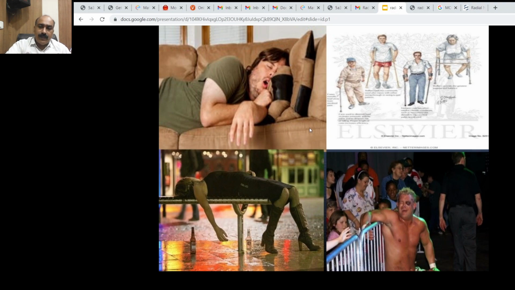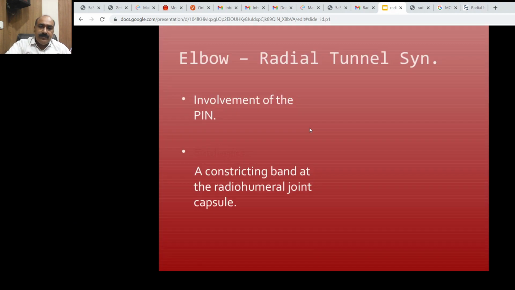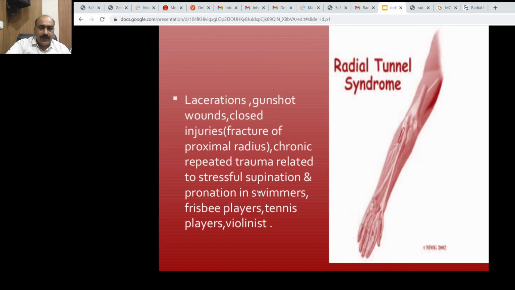Mode of injuries: at elbow level, patient may have radial tunnel syndrome because of involvement of the posterior interosseous nerve. There can be a constricting band at the radiohumeral joint capsule. Patient may have injury because of lacerations, gunshot wounds, closed injuries like fracture of proximal radius, chronic repeated trauma related to stressful supination and pronation like seen in swimmers, frisbee players, tennis players, or violin players.